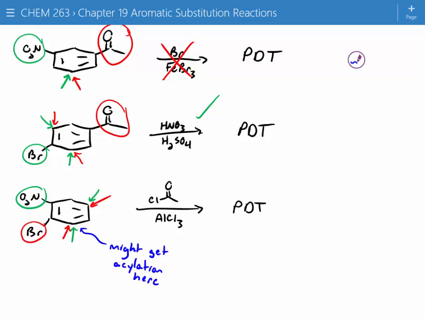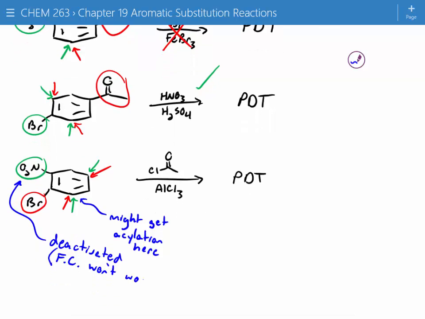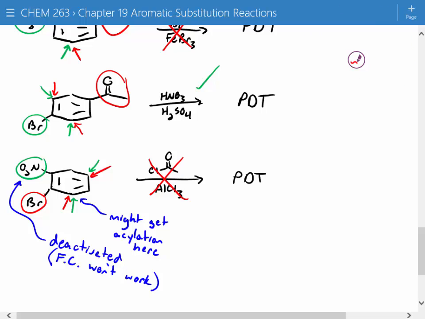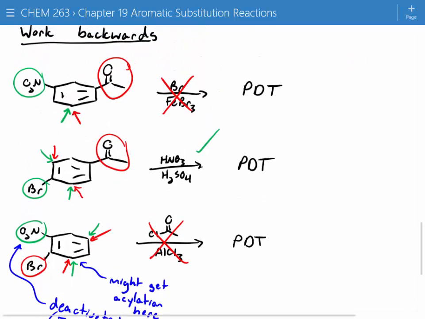Since you're really deactivated, you can't do Friedel-Crafts either, right? Exactly. That's the other really big pitfall with this reaction. You might get acylation there, hypothetically, if it were to work. The other main problem is it's deactivated. So in this case, I'll abbreviate Friedel-Crafts as FC won't work. So we've got two major problems with this reaction, which immediately takes us to option 2 as being our best option. All right. So we'll label this part 1, and now we'll work backwards.